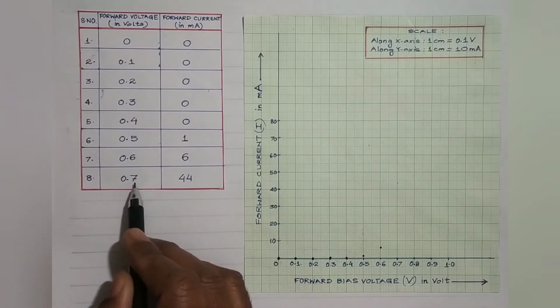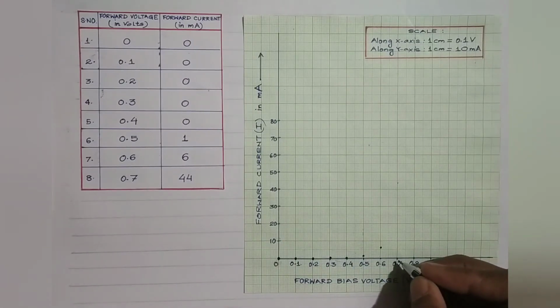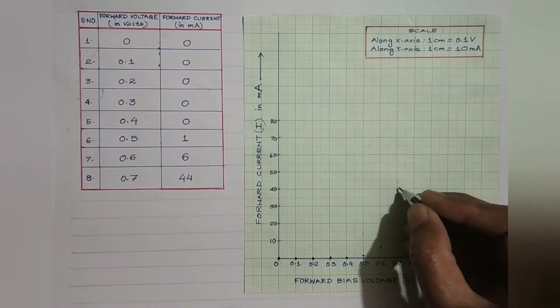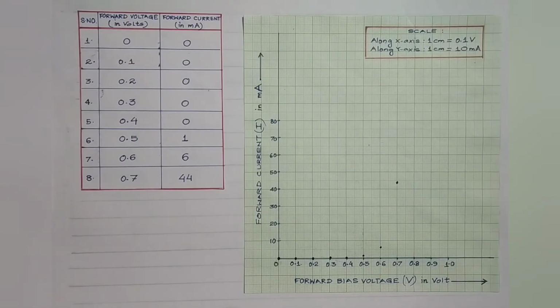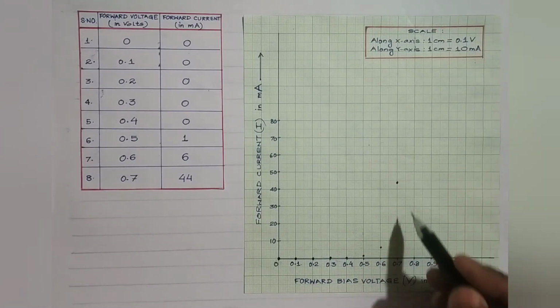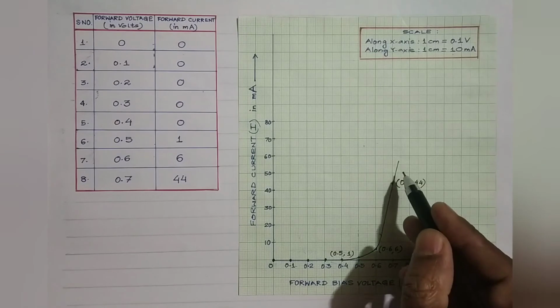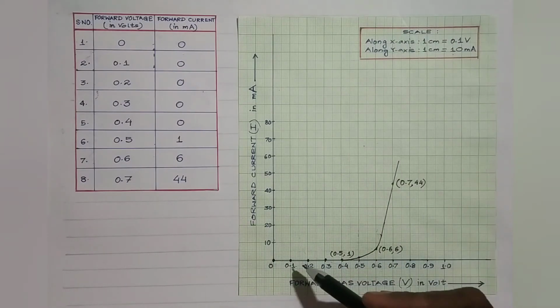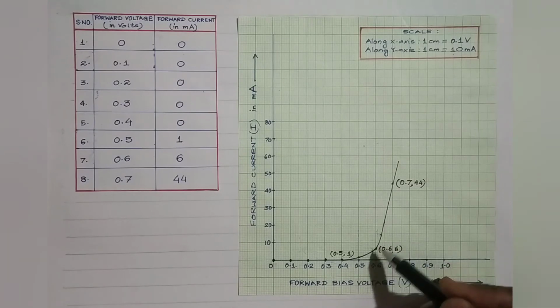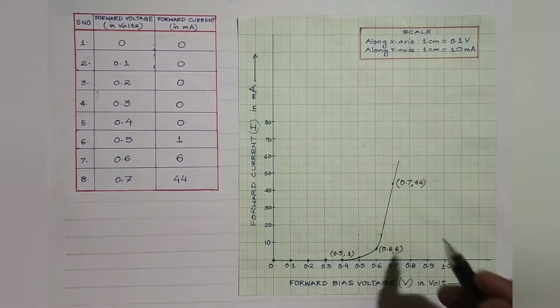Then corresponding to 0.7 volt, we have observed the forward current to be 44 milliampere. So corresponding to 0.7 volt, it is 44. So this is the point. Now what we do is, we need to join these points with a free hand. So on joining the points, this is the graph which we obtained during the forward biasing. So it's pretty evident from this graph that the VI graph is not a straight line. Actually, it's a curve. It contains a knee. So that is the reason why a junction diode is also known as a non-ohmic conductor.